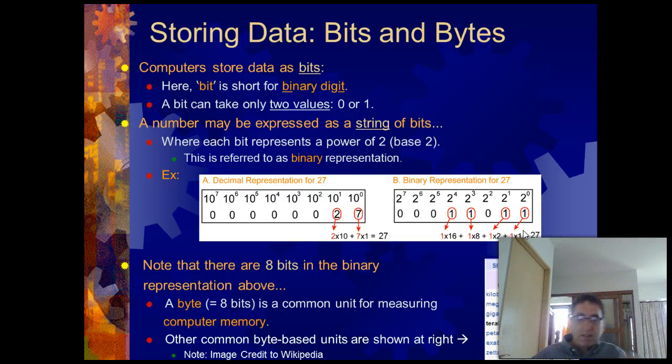Note that there are 8 bits in the binary representation above. In other words, there's 1, 2, 3, 4, 5, 6, 7, 8. These are all zeros, but we'll still look at chunks of 8 of these. We call 8 bits a byte. So a byte, which equals 8 bits, is a common unit for measuring computer memory. Here we have 8 bits. There are 8 little circuits that can be either off or on. And so we have 8 of them. We say we have 8 bits.